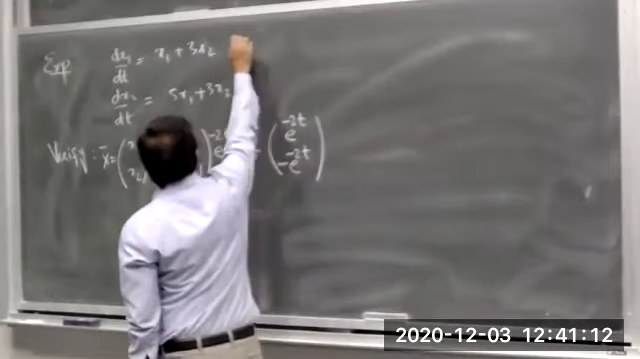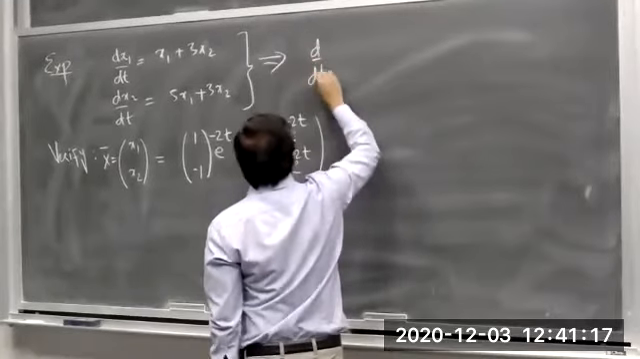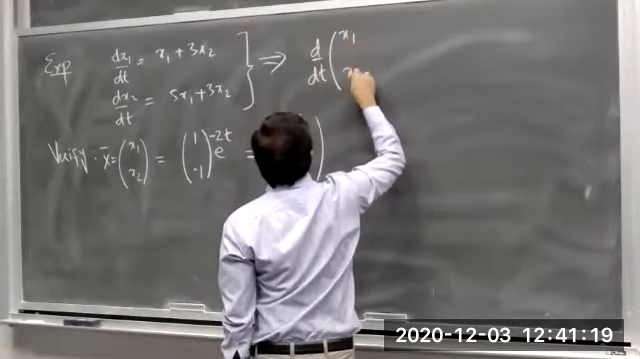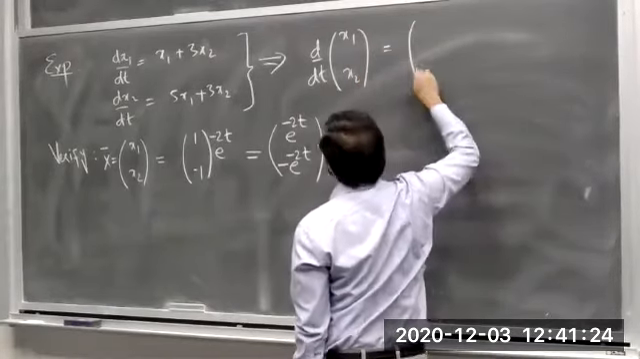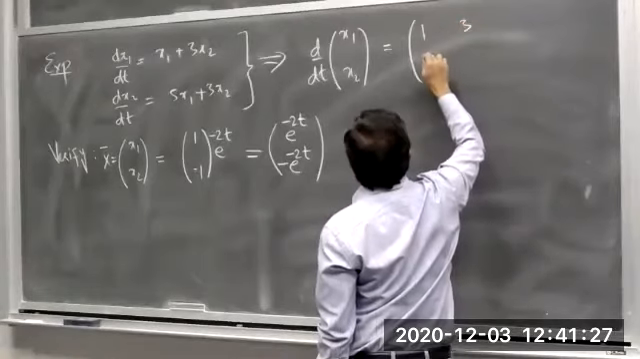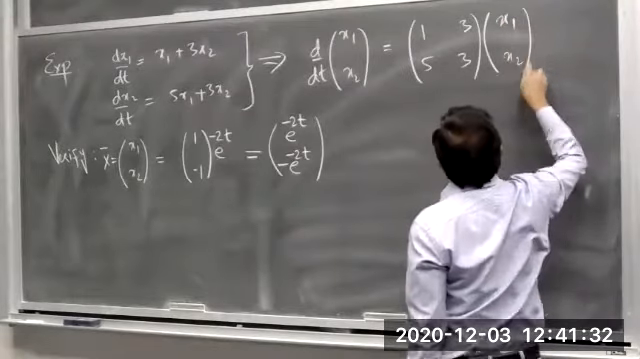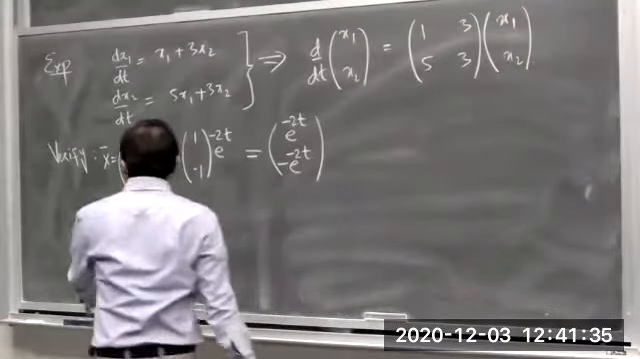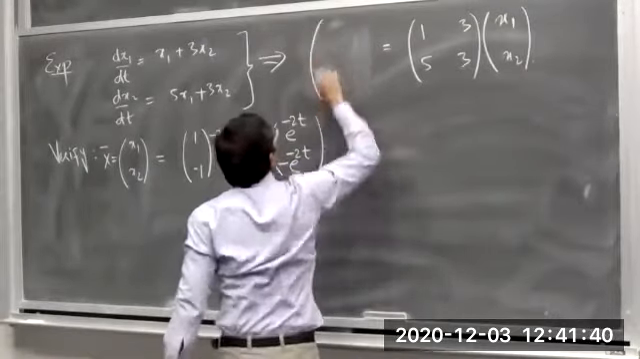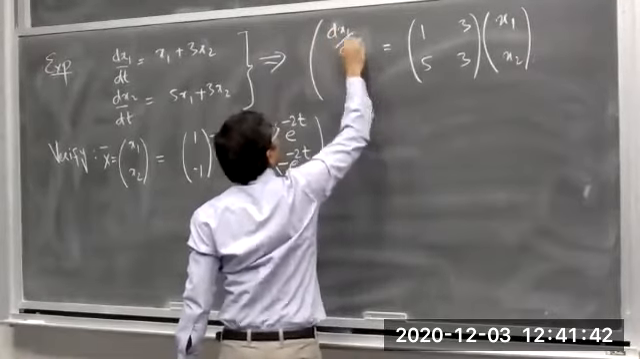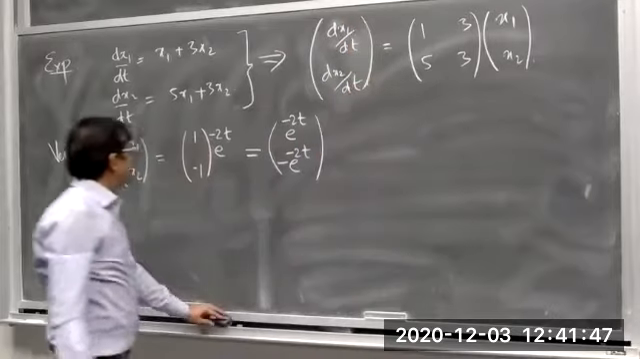So this system can be written in matrix form: d/dt of (x1, x2) is equal to the matrix (1, 3; 5, 3) times (x1, x2). Or you can write this with the derivative inside, dx1/dt and dx2/dt.